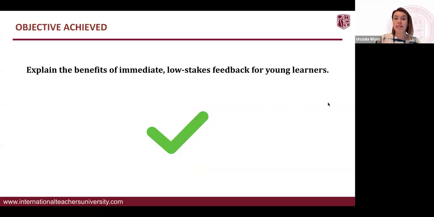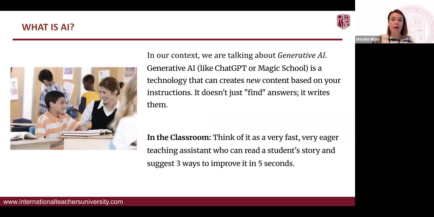So now we know the benefits of immediate low stakes feedback for young learners and why it is so important that it is immediate and that we don't have too much of a gap. So in order to fix that, we're going to introduce AI. But before we talk about how AI can help give feedback, I want to make sure we're on the same page on what type of AI we're talking about.